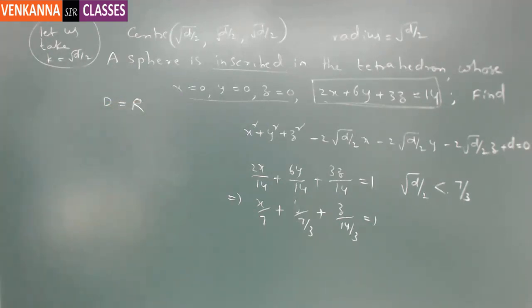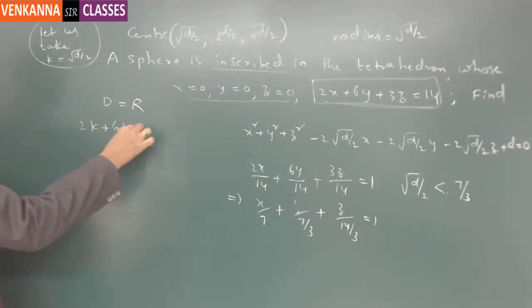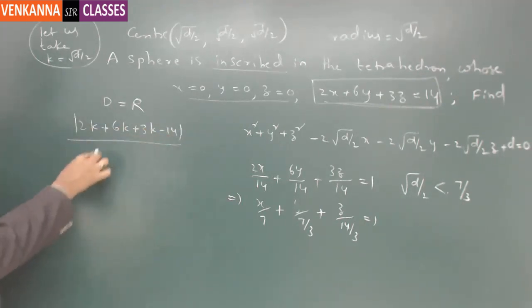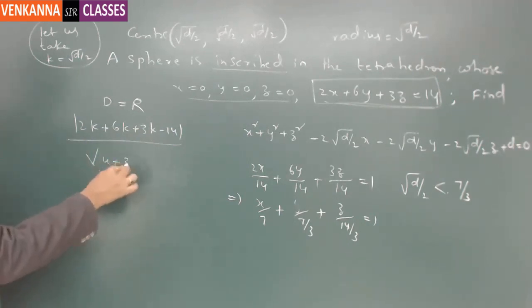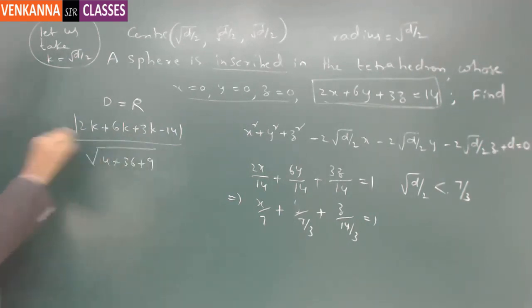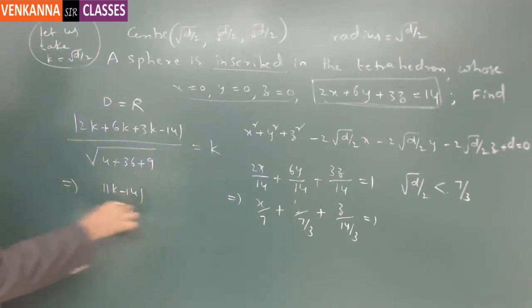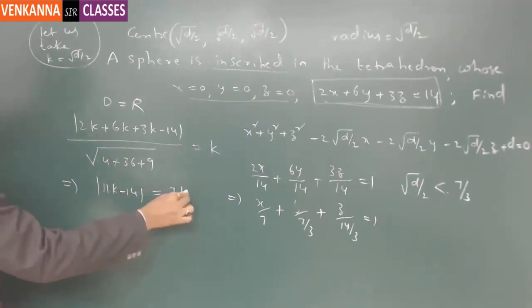So you are calculating distance from center of the sphere to plane. Since I have taken root d by 2 is equal to k, for convenience it is modulus of 2k plus 6k plus 3k minus 14 by square root of 4 plus 36 plus 9 is equal to k, radius value. So if you simplify this part, modulus of 11k minus 14 is equal to 7k.